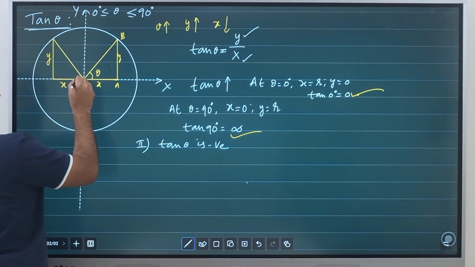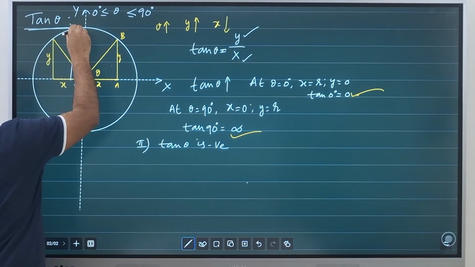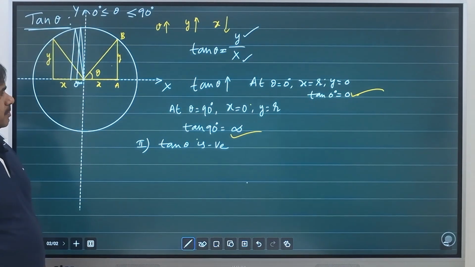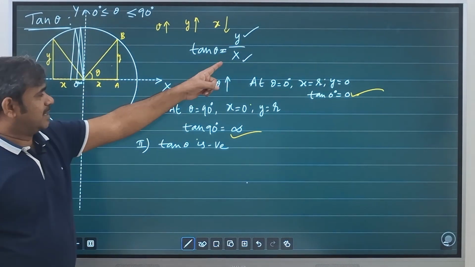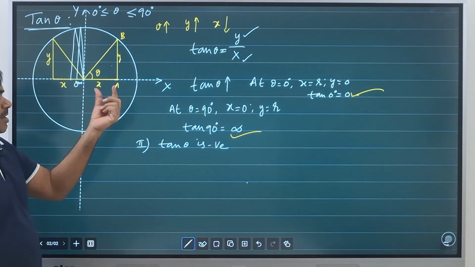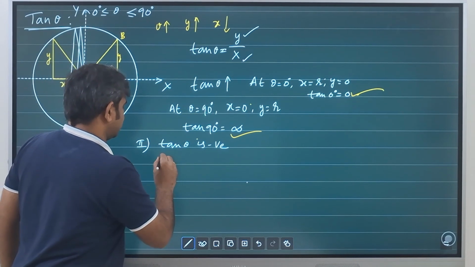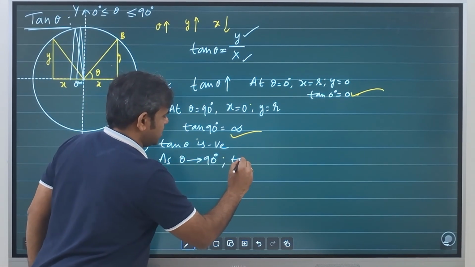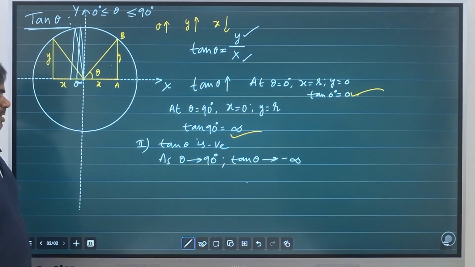In the second quadrant, as theta approaches 90 degrees, x becomes smaller and smaller, but x is negative. The denominator is negative, and its magnitude is becoming smaller and smaller. It means as theta approaches 90 degrees, tan theta approaches minus infinity. That's the conclusion we come to.